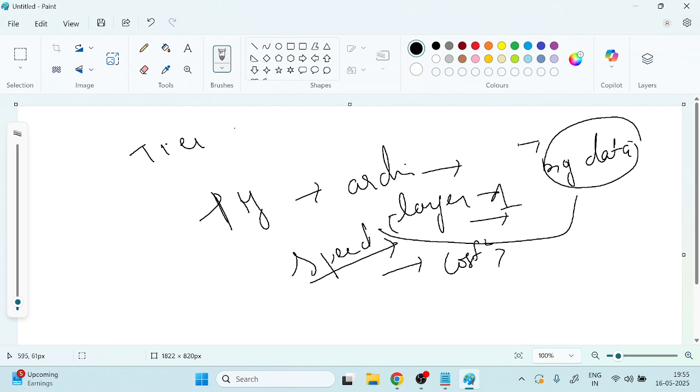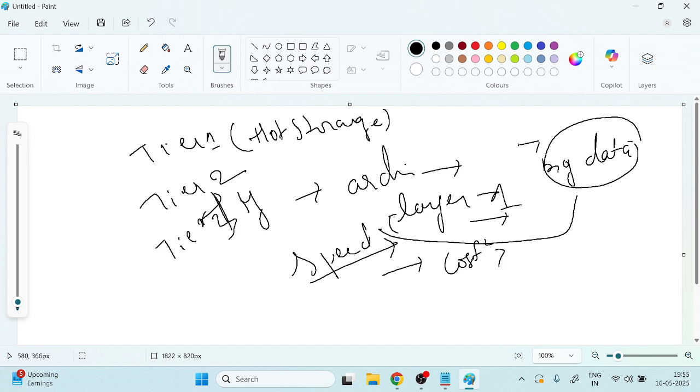Tier 1 means it goes to the hot storage. In the hierarchy we have tier 1, tier 2 and tier 3. So here the hot storage and warm storage happen, and here cold storage. All these storages are accepted in the hierarchy model.